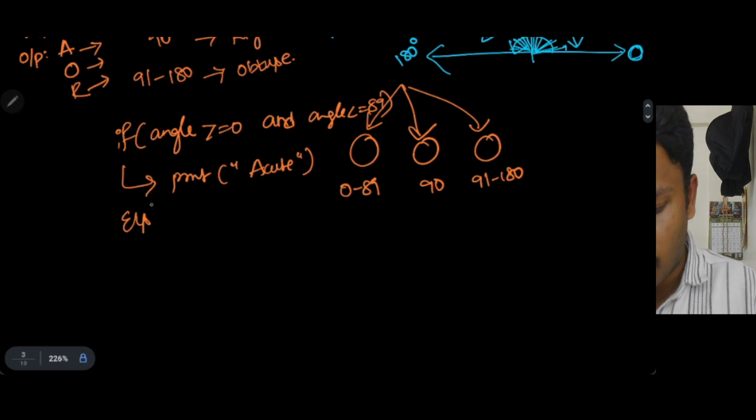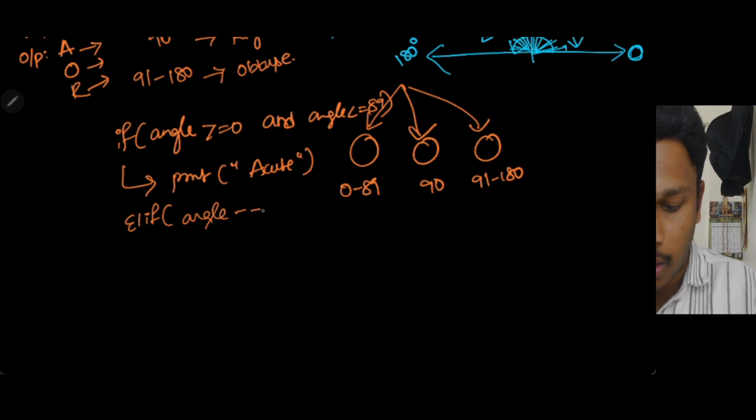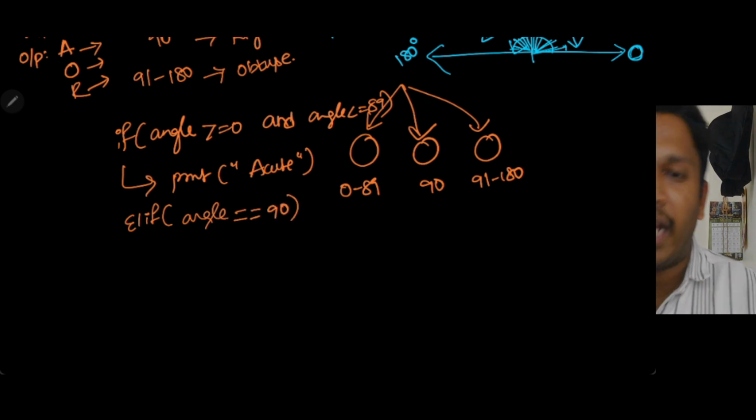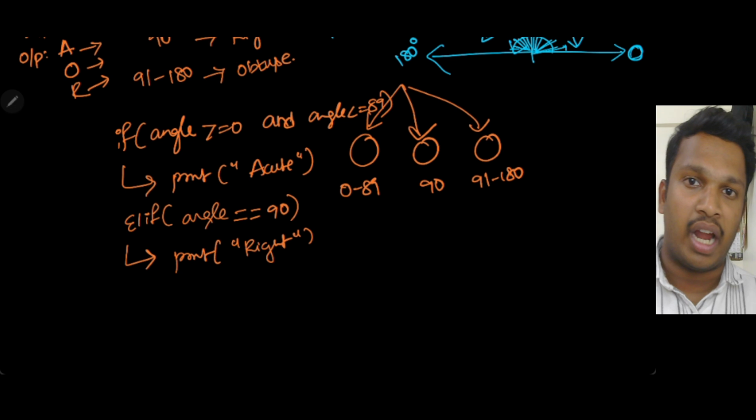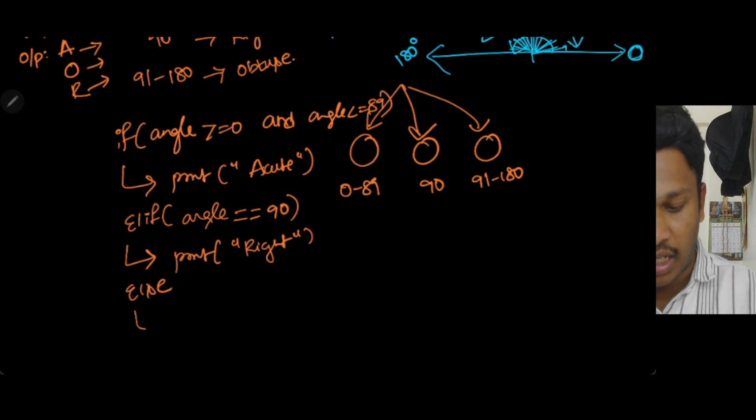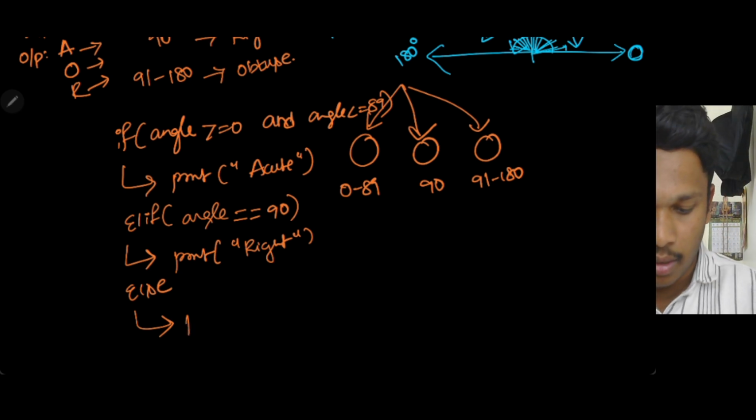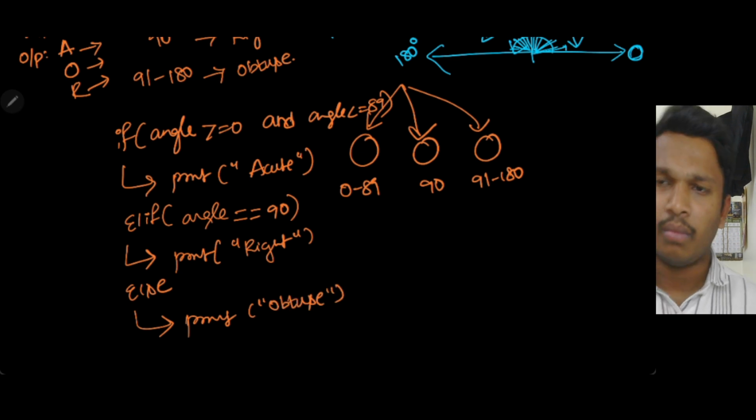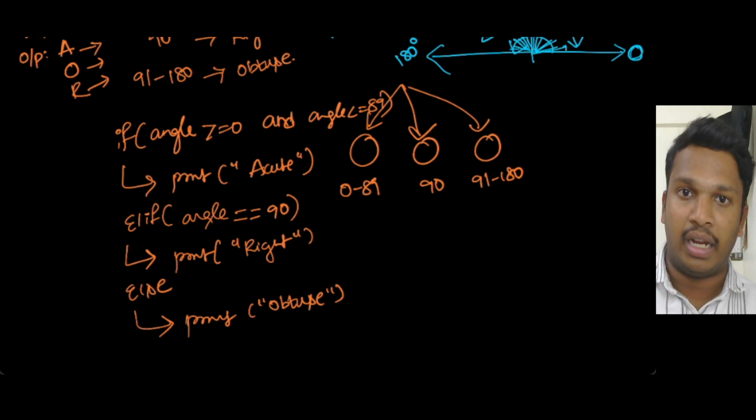Again, one more condition. Else if angle equals 90, if the angle is equal to 90, we should print right angle. And if it fails both, if it is not acute or right angle, then what is it? Print obtuse. That's all. This is a simple question where we differentiate three types of angles: one is acute, one is a right angle, and one is obtuse.